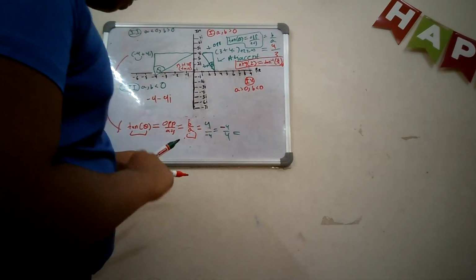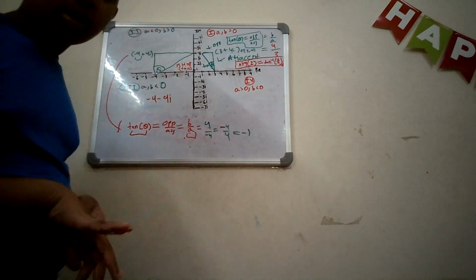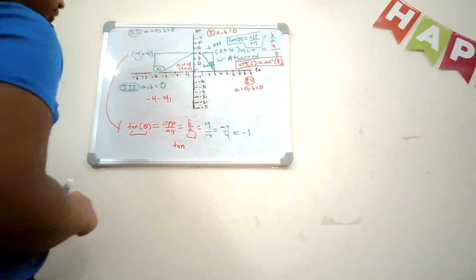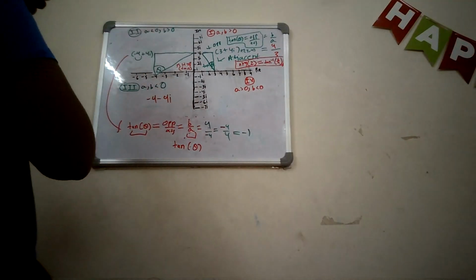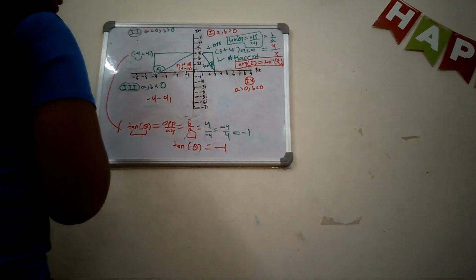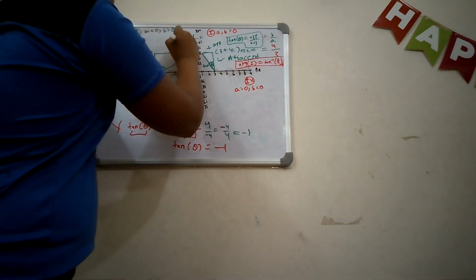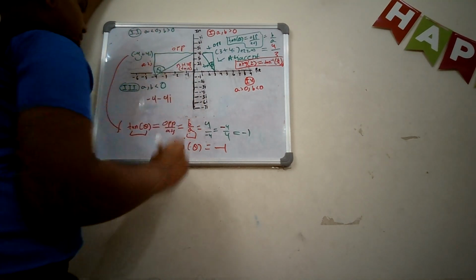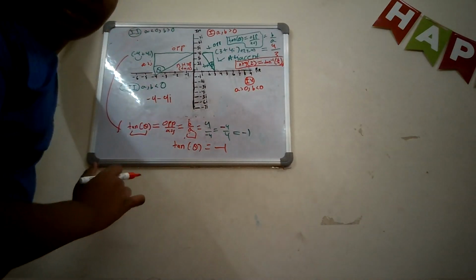Like the thing is, okay, first let's simplify this. We're gonna get -1. Okay, -1, please. Now we get that tan of theta is equal to -1. Before I go on, I also want to say this is the opposite. This is the opposite. And this is the adjacent. Okay? Now let's go back to this.